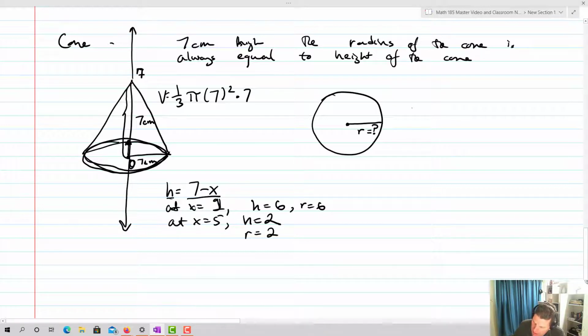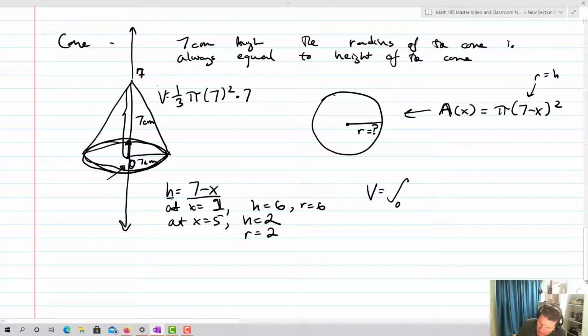So the area, A of x, of my cross section is going to equal pi times (7 minus x) squared, because the radius equals the height. So to find my volume, V is going to equal the integral from 0, because that's the last x value that I have, up to 7, of pi times (7 minus x) squared dx. And that finishes out my formula: A of x, my area, dx.